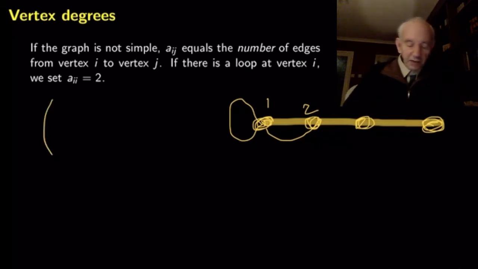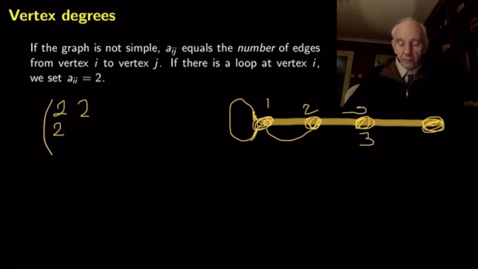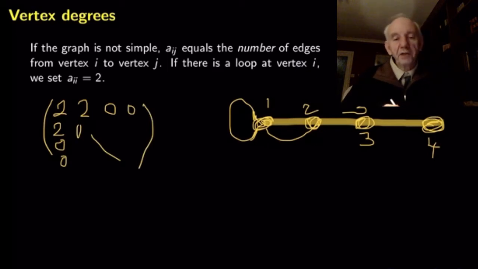Because there's a loop at vertex 1, you actually put a 2 in the diagonal position to represent the fact that there are sort of 2 edges coming into 1. The fact that they're connected you don't see. And you'd also put a 2 going from vertex 1 to 2 or from vertex 2 to 1. The rest of the graph, if we don't do anything, would be similar to before. So there would be zeros here and so on. So that's how you deal with the adjacency matrix if the graph is not simple.